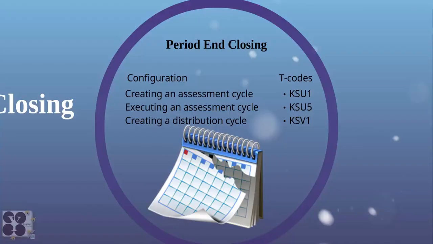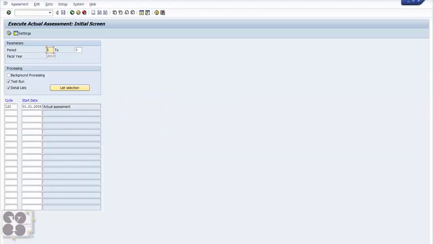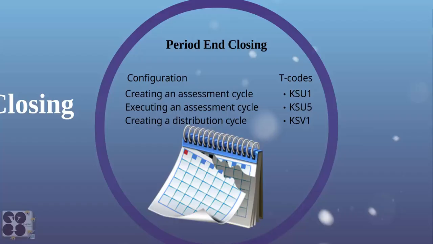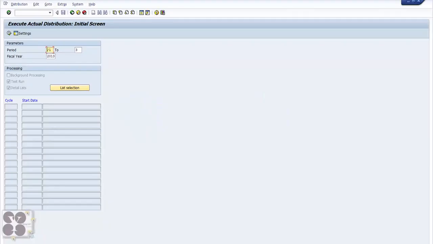So the next one is creating a distribution cycle. It's similar to the assessment cycle, just a little different. So to create a distribution cycle, we go to KSV5. Now this, KSV1.